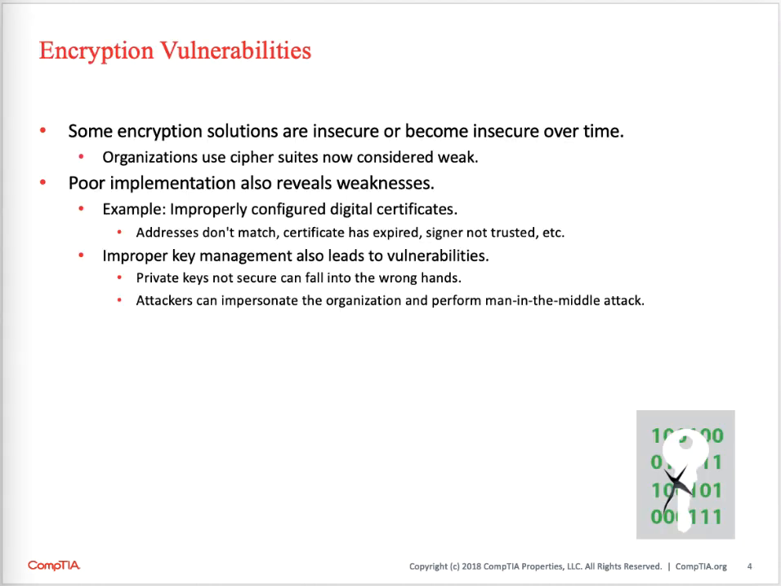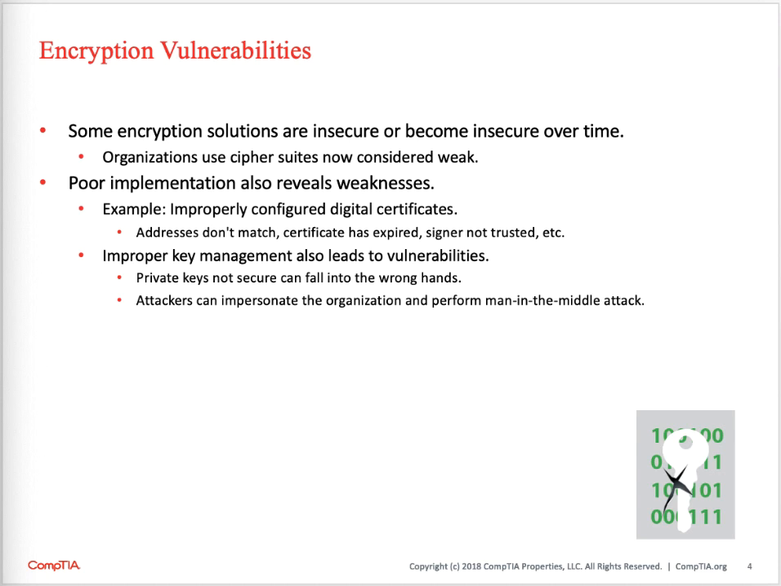Encryption vulnerabilities. Some encryption solutions are insecure or become insecure over time due to efforts by attackers and researchers who try to break encryptions. So organizations end up using weak cipher suites after a while to secure their websites or their software because somebody's already found the answer, right? Or maybe you're just using an old one because you haven't really thought about it, right? You're not up to date with current standards.